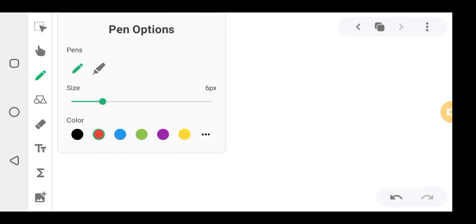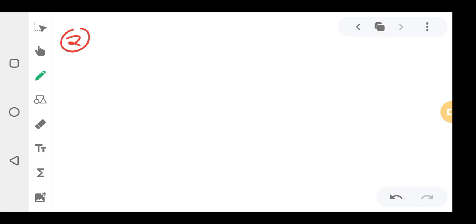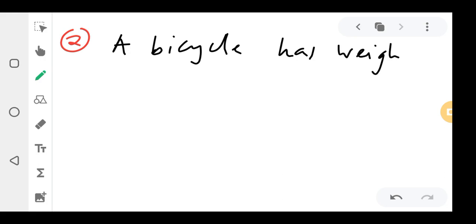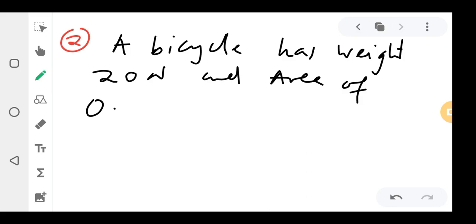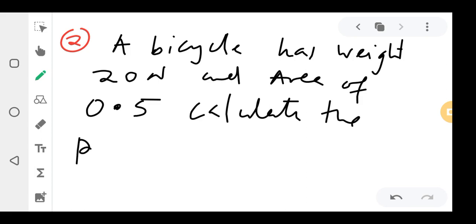So question 2. What about if they give you a bicycle that has weight 20 newtons and area of 0.5 square centimeters. Calculate the pressure.